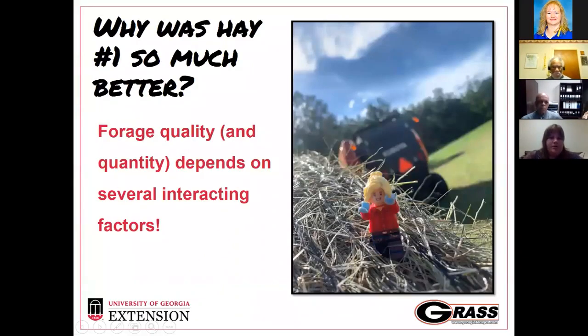So probably the number 1 reason that hay number 1 was so much better was the variety and that it was cut on time. Ultimately, forage quality and quantity are going to depend on a lot of interacting factors, which is definitely a topic for another time. But with a lot of forage management, we get focused on the quantity and forget about the quality, and how making a few fewer bales can really still pay off in the long run because we're getting a more nutrient dense product to store in the barn over the winter.